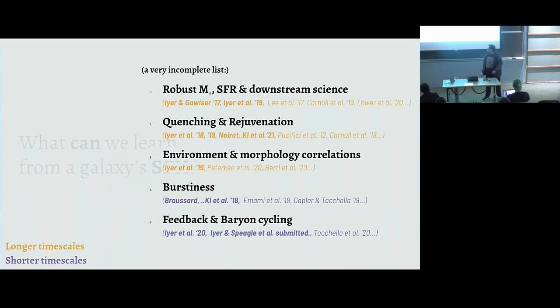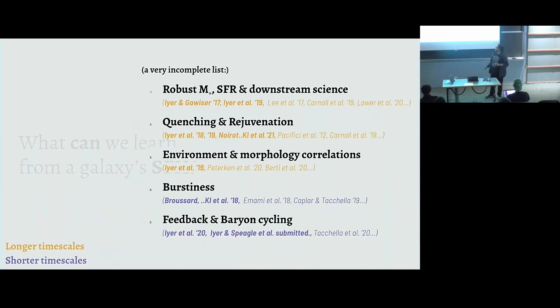A very incomplete list is that if you have star formation histories, all the things that depend on star formation histories, like stellar masses, star formation rates, and downstream quantities that you use to make mass functions and cosmic star formation rate density estimates, all of those things automatically become better if you can constrain your star formation history well to begin with.